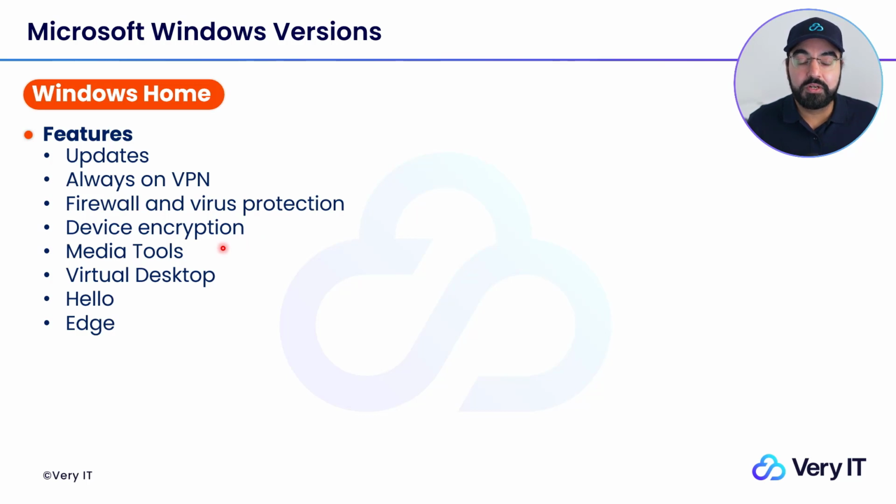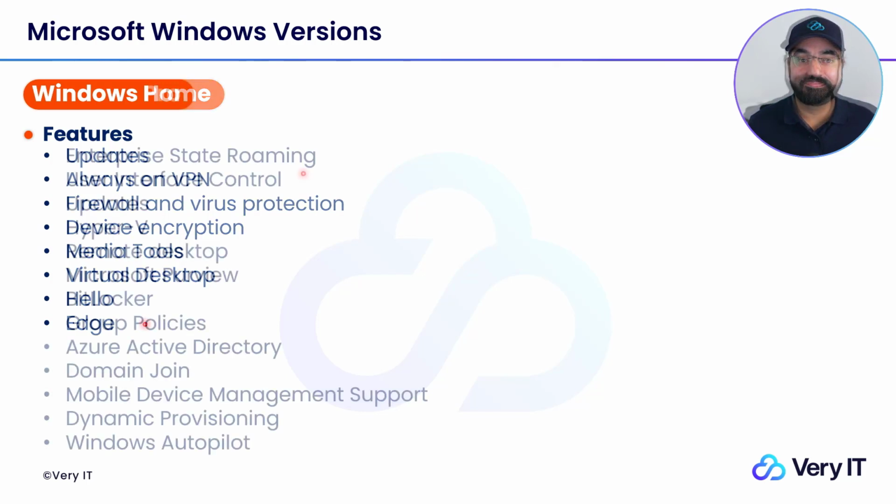The media tools will include things such as your photos, videos, emails, essentially anything that will assist you in getting out on the media. Virtual Desktop will essentially provide you features so that you can have additional desktops on one single desktop. Windows Hello is essentially an authentication method, be it biometric, be it through face, fingerprint recognition, and then Edge is essentially the browser, which is one of the most stable and secure browsers.